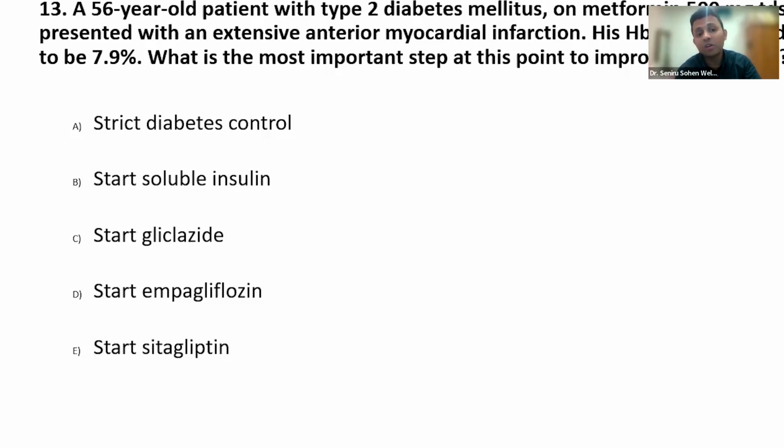And out of that, B and D seem like the sensible options, but we are talking about this point in time. The patient is having an acute myocardial infarction, and so the most important step at this point to improve his survival would be to start the patient on soluble insulin and strictly control the blood sugar. So the answer would be B.